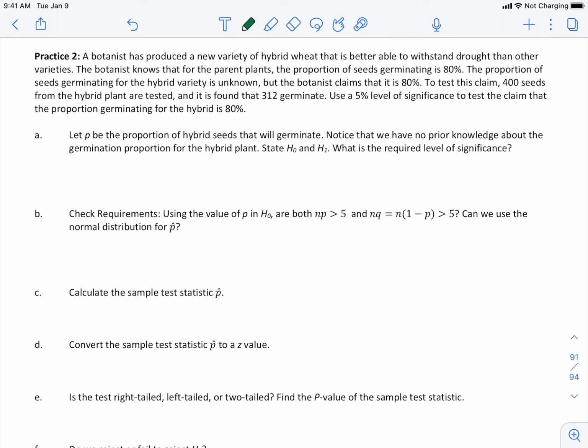Okay, so let's underline important things. So the botanist claims it's 80%. We have 400 seeds, so this is our N. 312 germinate, so this is our R. 5% level of significance. And we want to test that the proportion germinating for the hybrid is 80%.